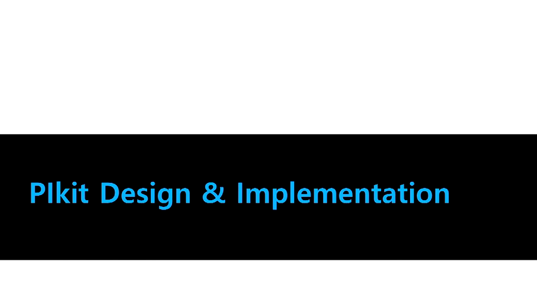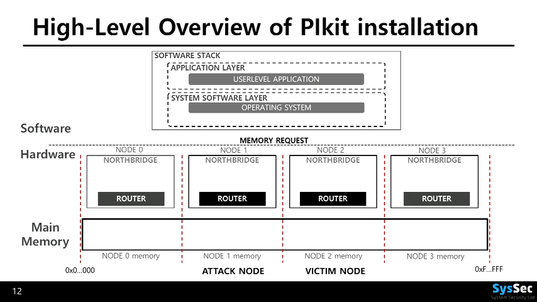Okay, let's talk about design and implementation of PIkit. Here is a high-level overview of PIkit installation. In the figure, the attack node is the node where the mapping table is modified to install the PIkit, and the victim node is the node where the memories are maliciously accessed by the attacker.